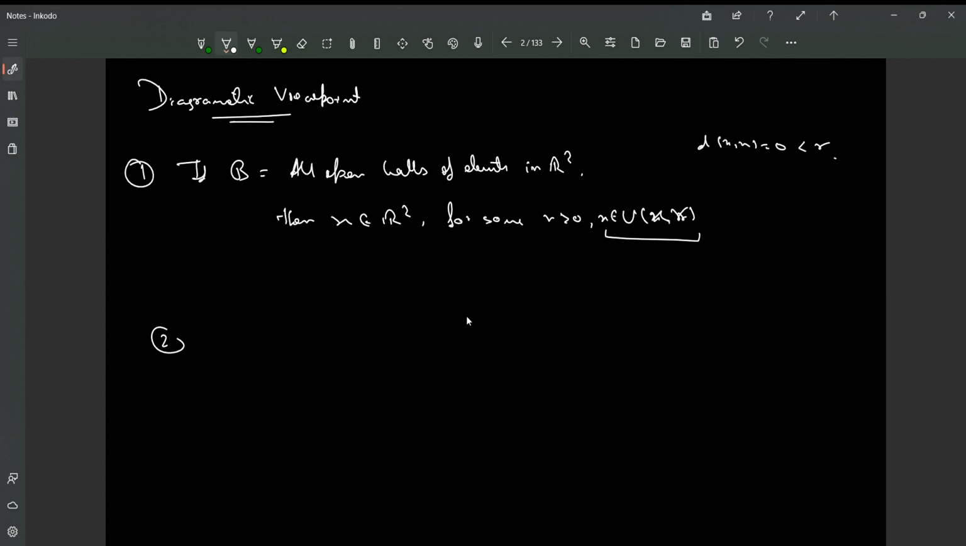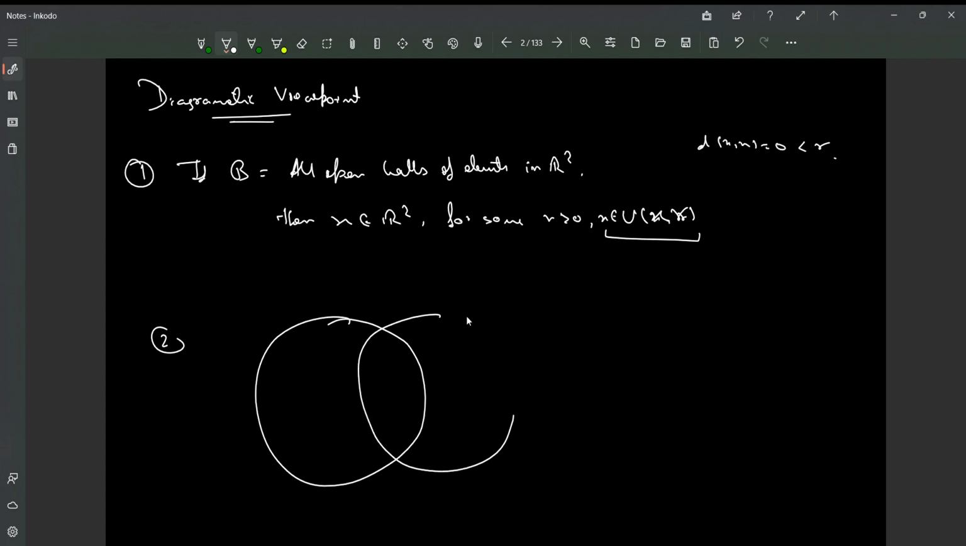The second point you can just consider from this diagrammatic viewpoint. Suppose you choose two open balls. Suppose this is one open ball, and let's say this is another open ball. Then this gives you the open ball in the intersection. Obviously, the second point is valid if there is a non-empty intersection, right? If you consider two basis elements which do not intersect, then there's nothing to do about the second observation. Whatever we have in the second observation is when they intersect.